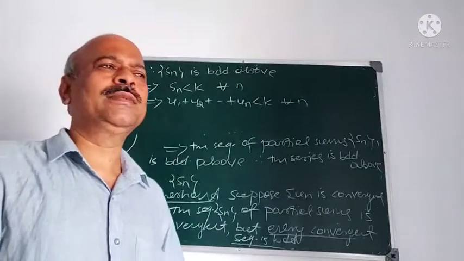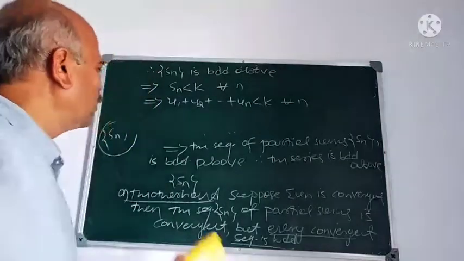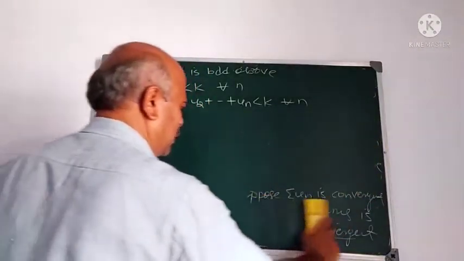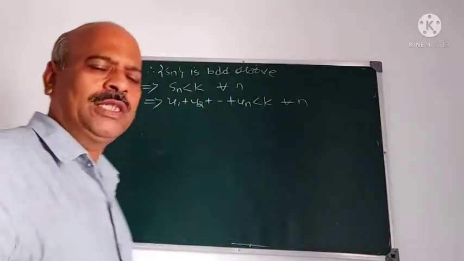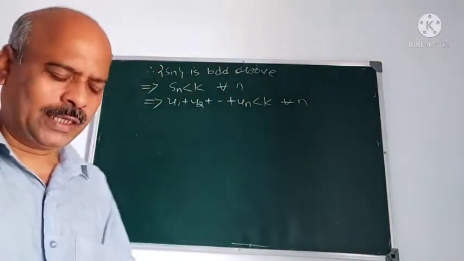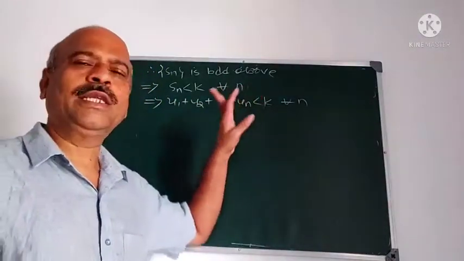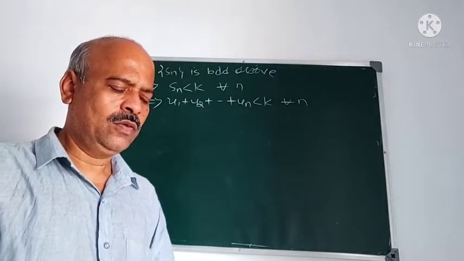These things seem to be very simple, but they play a very important role throughout the further study of infinite series. So, what is the theorem? A positive term series sigma un is convergent if and only if u1 plus u2 plus un is less than k for all n. I think the proof is clear. You go through again.